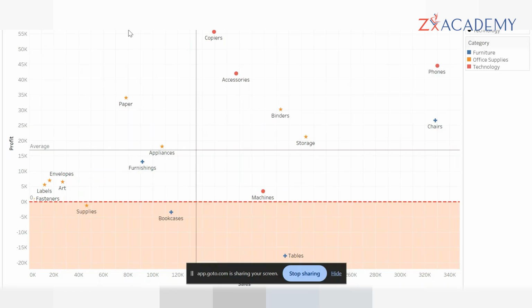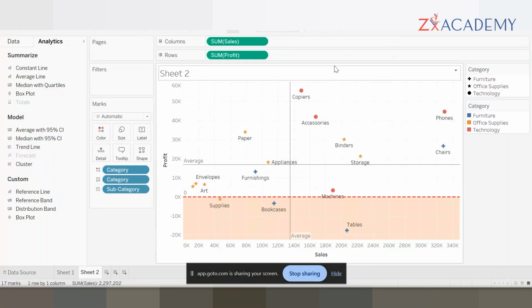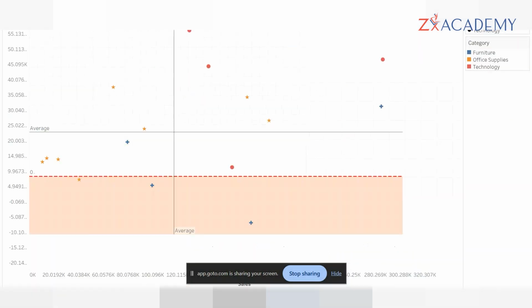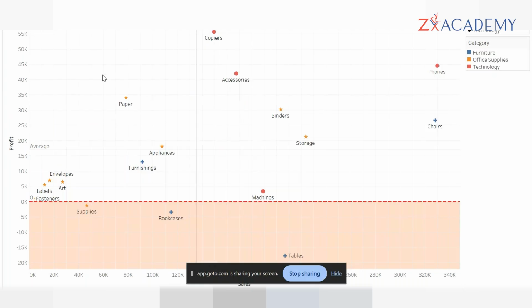It was mainly so that we can try to find out where things are going wrong, where the corrective measures have to be done, and which ones have to be my favorite products. For those favorite products, maybe we can do a lot of marketing activities, like appliances, papers, and the copiers. These are the products that, even with low sales, give us a good profit. So these should be our favorite products. These four products I can say: copiers, accessories, papers, and appliances. Even with average or low sales, there we are getting a good profit.